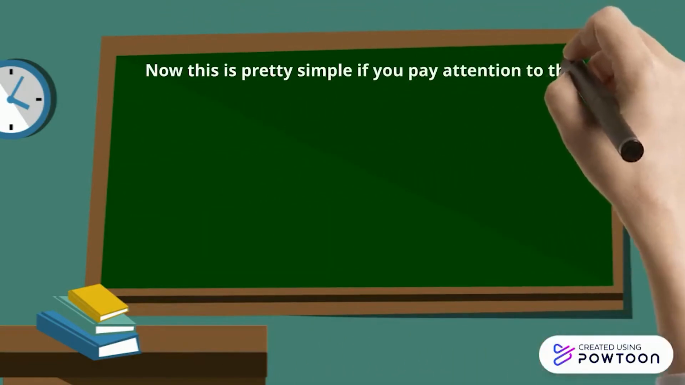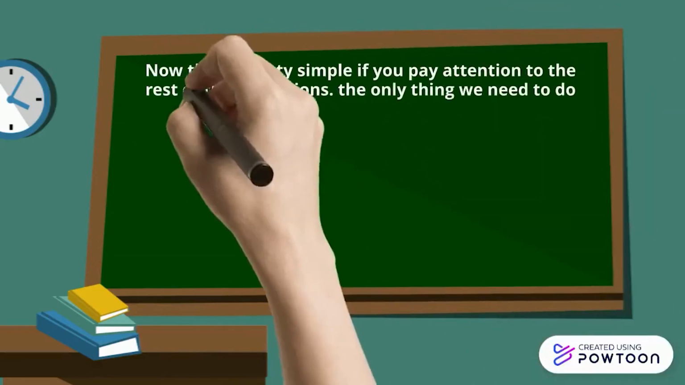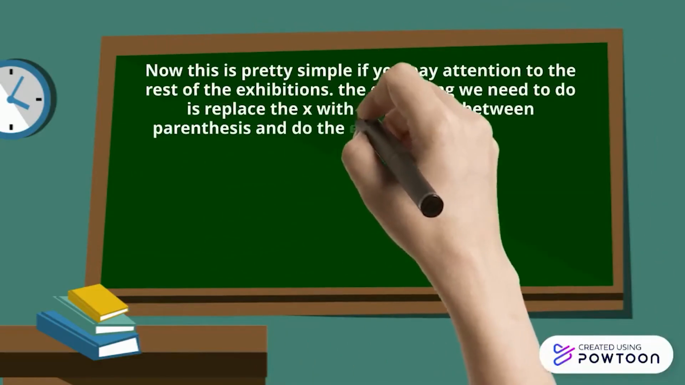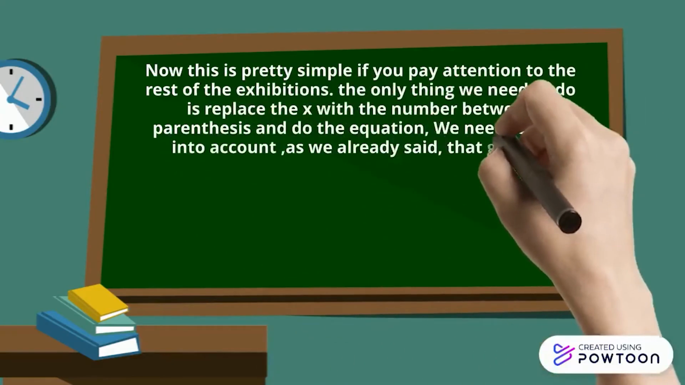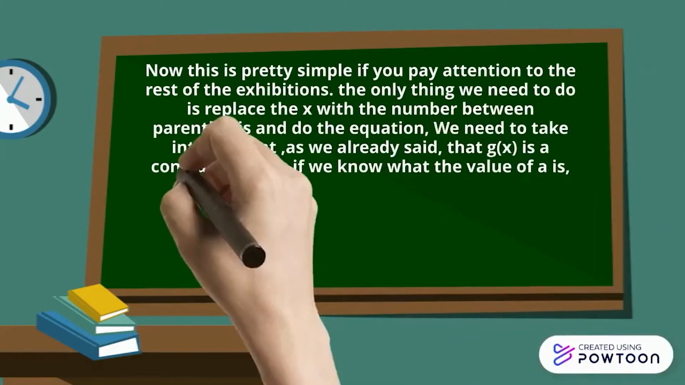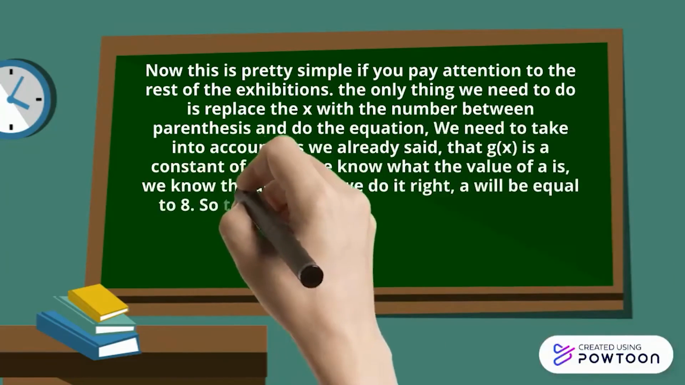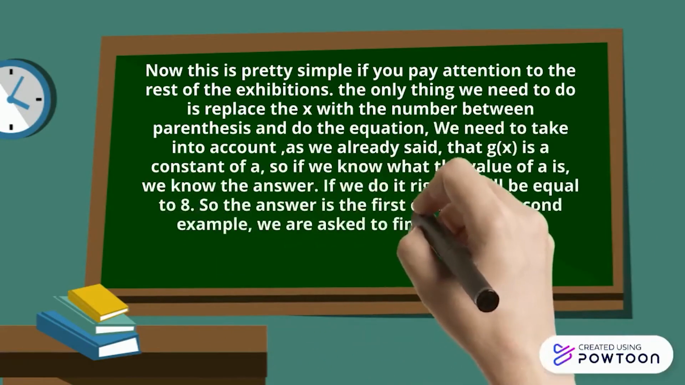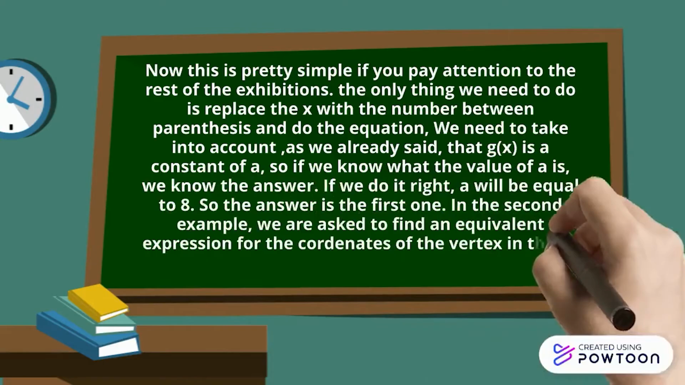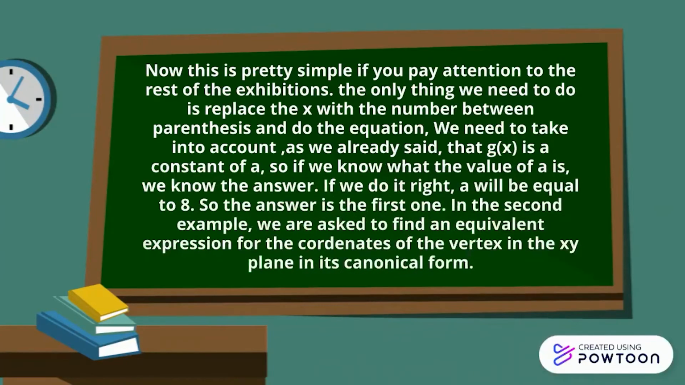Now this is pretty simple. If you pay attention to the expression, we need to replace the x with the number between parentheses in the equation. We need to take into account that g of x has a constant a, and if we know the value of a, we know the answer. It would be equal to 8, so the answer is the first one.